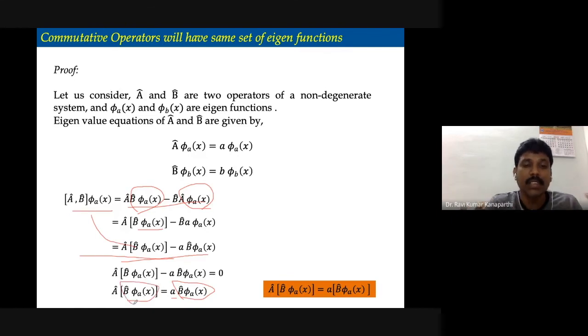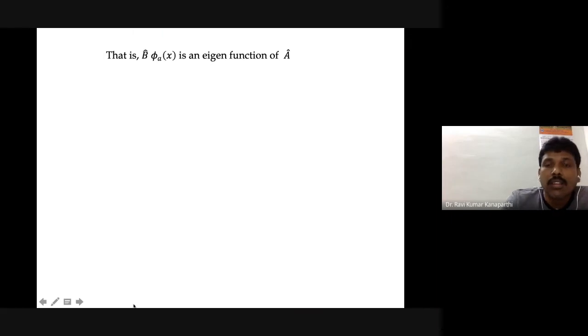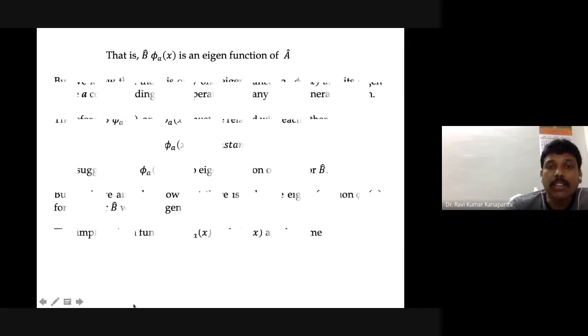You can see that is the function now. So this particular thing is an eigen relation. It is an eigen relation in terms of B phi A of x. When A is operating upon B phi A of x, I am getting an eigenvalue multiplied by B phi A of x. So B phi A of x is an eigenfunction of the A operator, right?